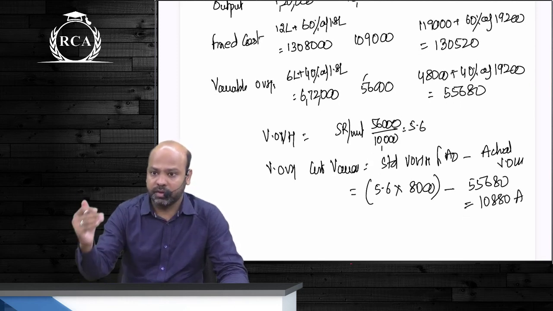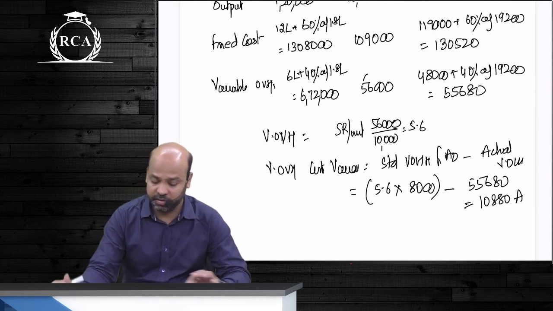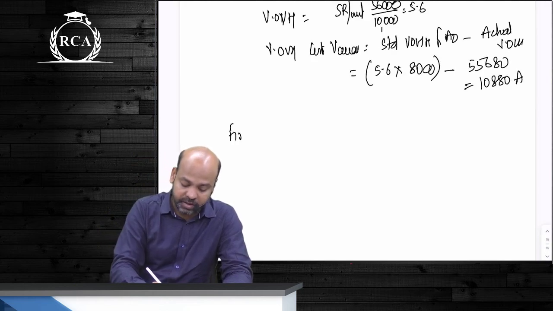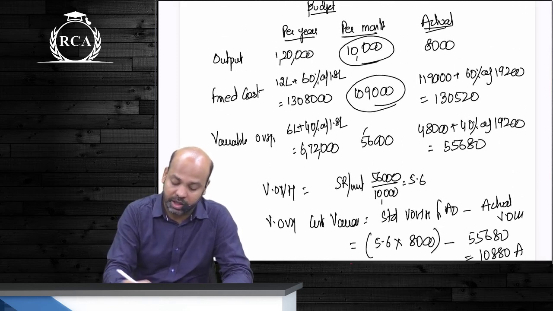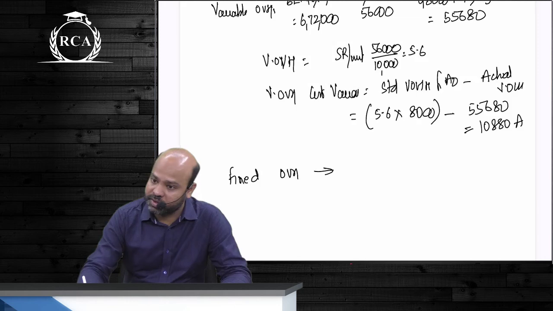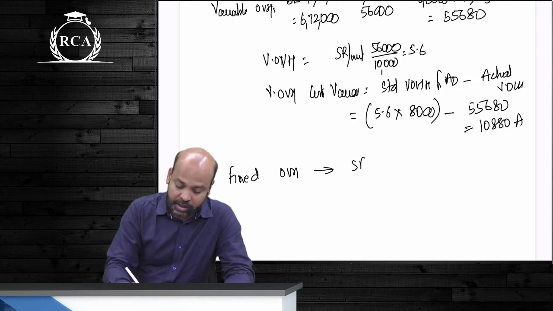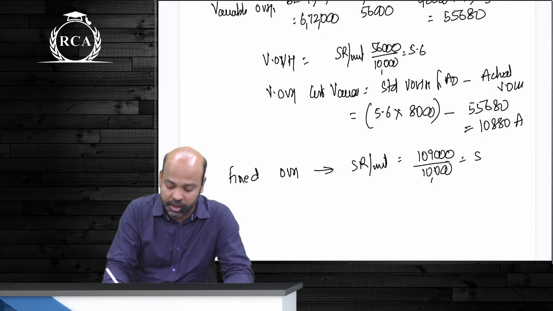10,880 adverse. In fixed overheads, you can compute volume variance, calendar variance, and expenditure variance. In fixed overheads, first thing, how much is your standard rate per unit? How will you compute the standard rate? 1,09,000 is for how many units? Does it remind you of anything? We have done the same question, same numericals, in class. Standard rate per unit, you have to divide budgeted overheads by budgeted output.